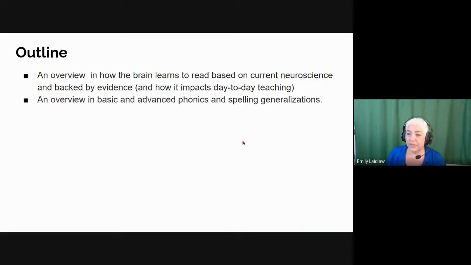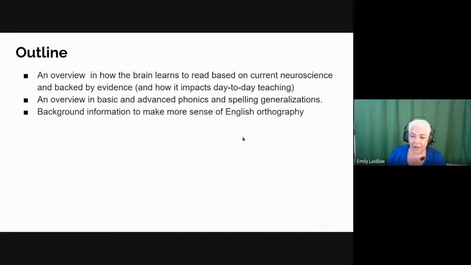Okay, so we will look at an overview of basic and advanced phonics and spelling generalizations. We will look at the background information to make sense of English orthography. Orthography: ortho means straight, graph means to write. So ortho, like an orthodontist, your teeth are straight. So it is the rules, the English spelling rules. We're going to try to make some sense of that over the course of this time, and the background of it.